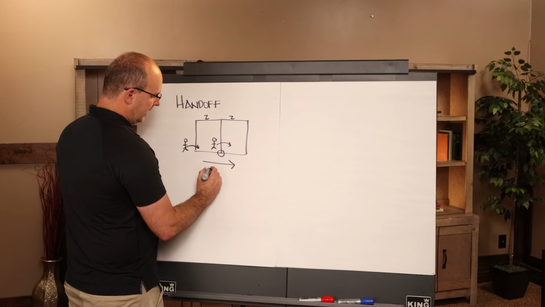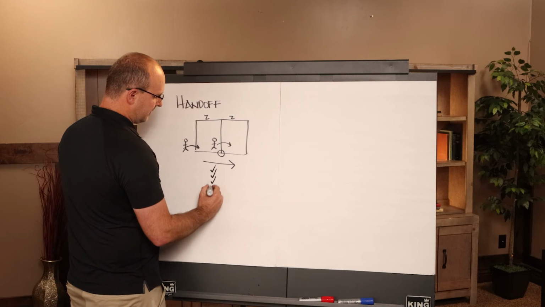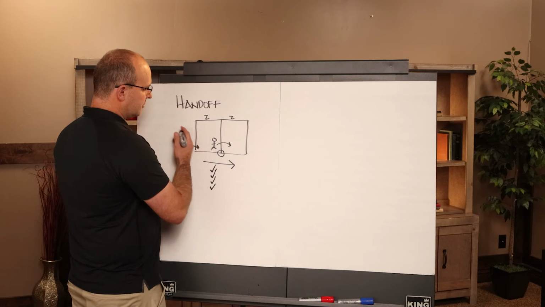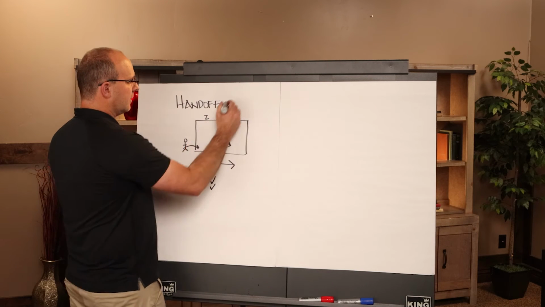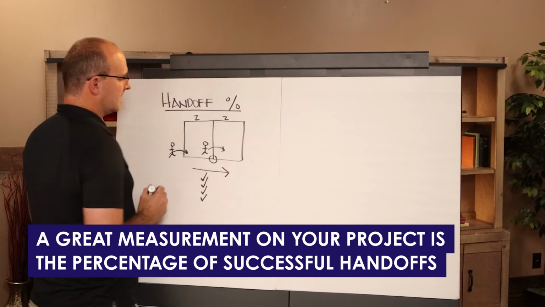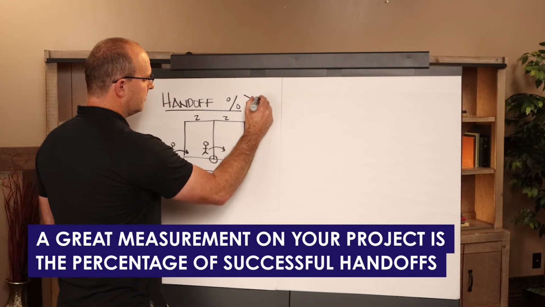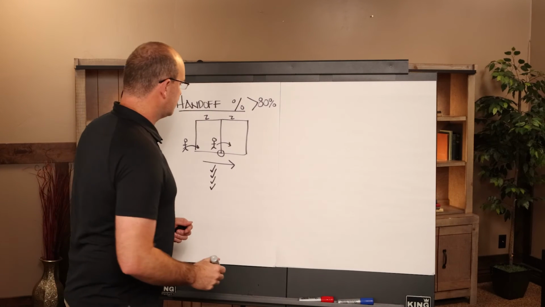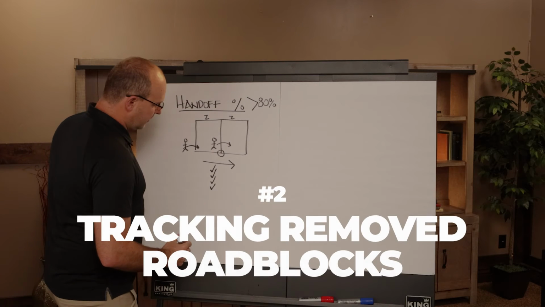And the handoff is basically saying, you know, are you clean? Is everything done? Is it inspected? Have you demobilized? You know, this handoff is crucial to pull this other contractor in there. So a great measurement on your project is the percentage of successful handoffs, and you want to be above 80%. Another one that you can track that's real is roadblocks removed.